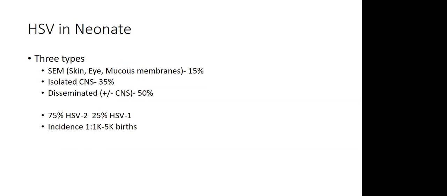So HSV in neonates, you've got three types. You've got the skin, eye, mucous membrane manifestation. You've got isolated CNS, which is the encephalitis, or you've got the disseminated sepsis. This is the worst prognosis.